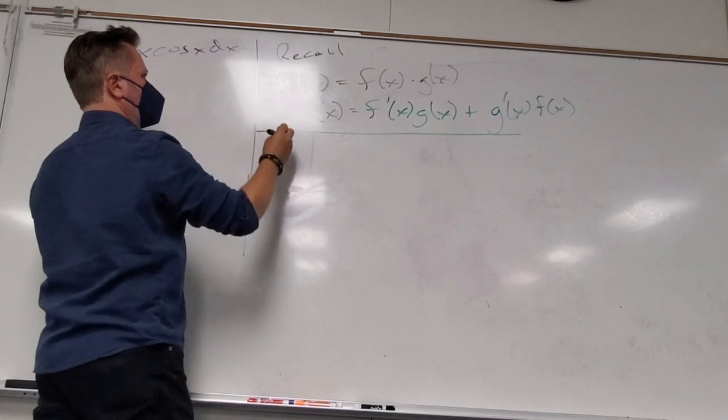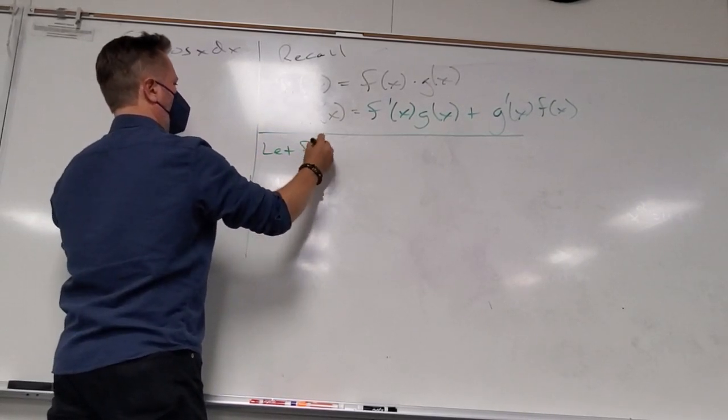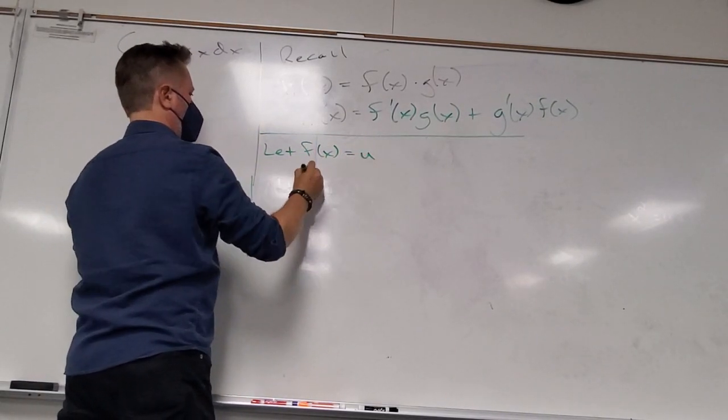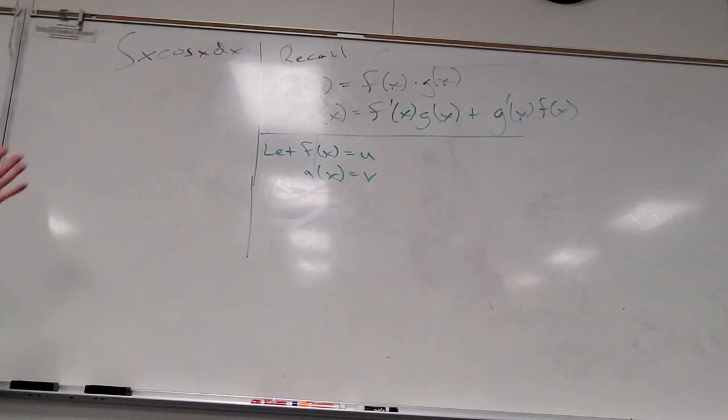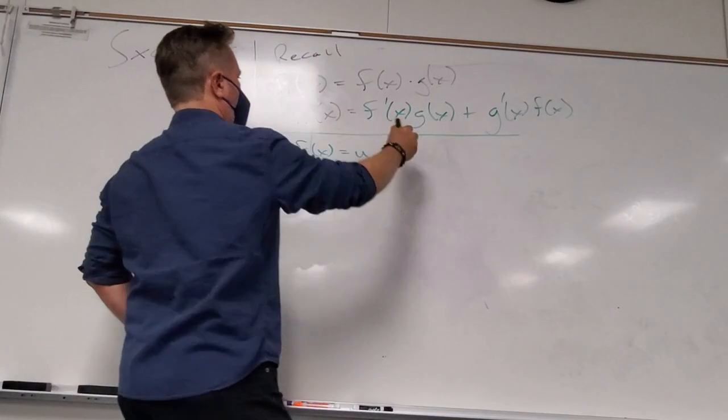Let's say we have this, but let's let f of x equal u and g of x equal v. So it's really u of x and v of x. I'm just trying to write it shorter. Some of you guys know where I'm going with this, maybe the u's and the v's. Some of you guys don't. It's okay. So what does this become then?